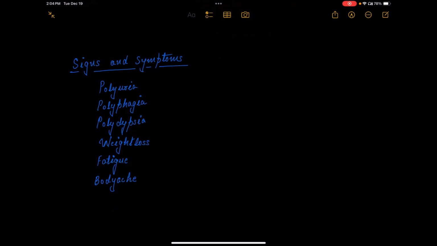So now the signs and symptoms of diabetes mellitus. There are 3 P's in diabetes mellitus: polyuria, polyphagia and polydipsia. Polyuria means increased frequency of urge to urinate, polyphagia means increased hunger, and polydipsia means increased thirst. So these are the 3 P's of diabetes mellitus, and there will be weight loss, fatigue and body ache.